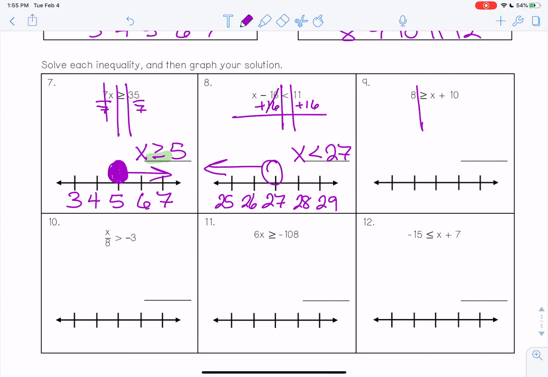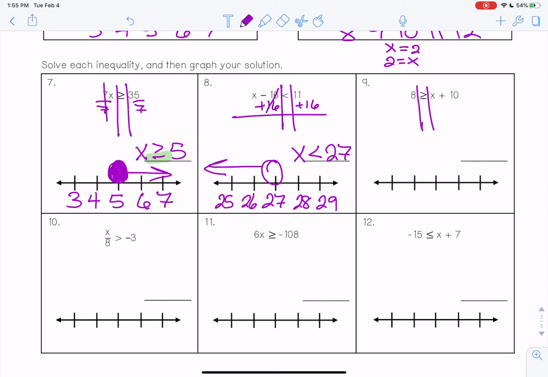For number 9, draw my river. Now remember, it doesn't matter which side the X is on, right? Because X equals 2 is the same thing as 2 equals X. So don't let it throw you off. For number 9, the X is on the other side. You just do it the same way.